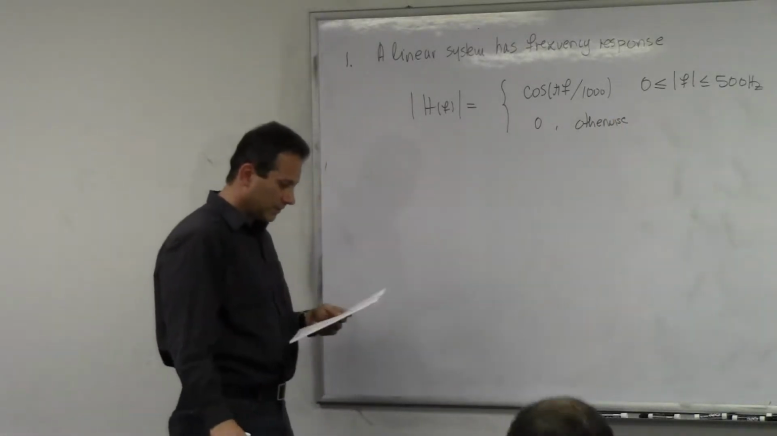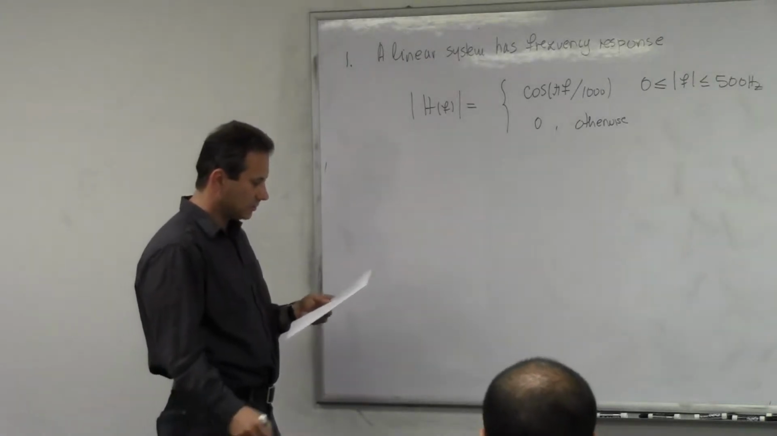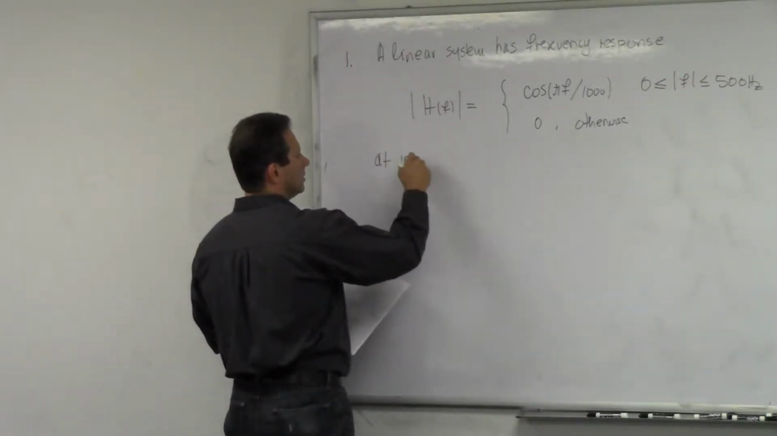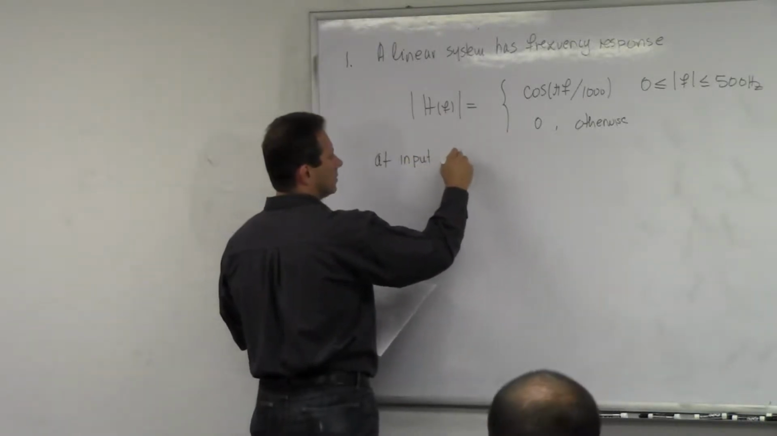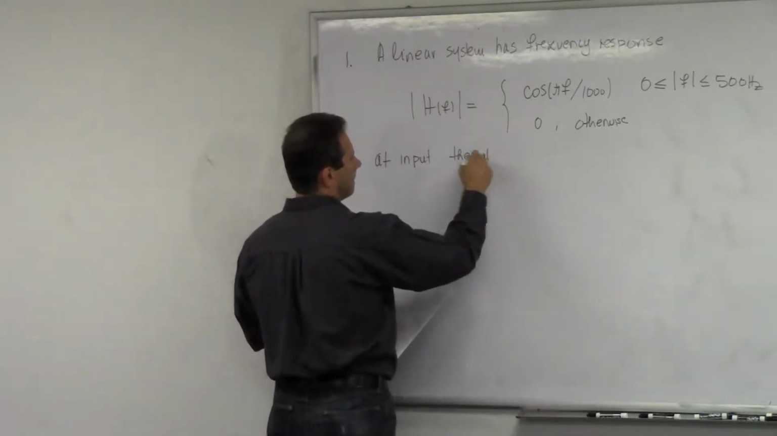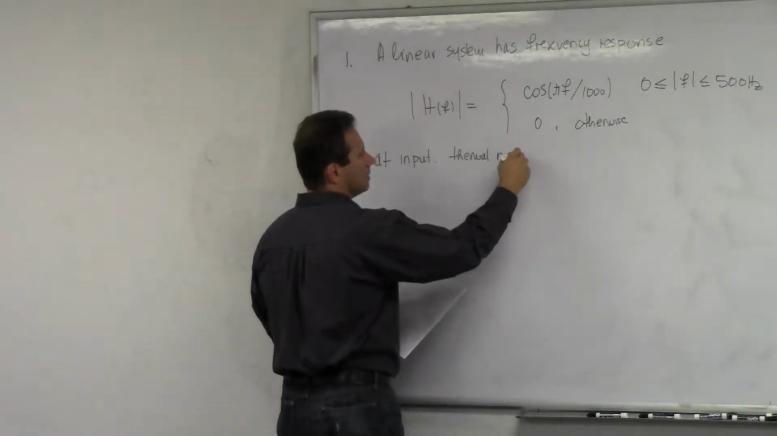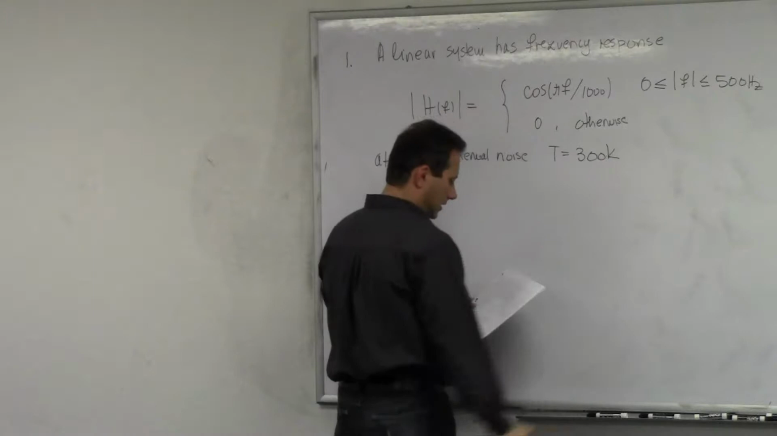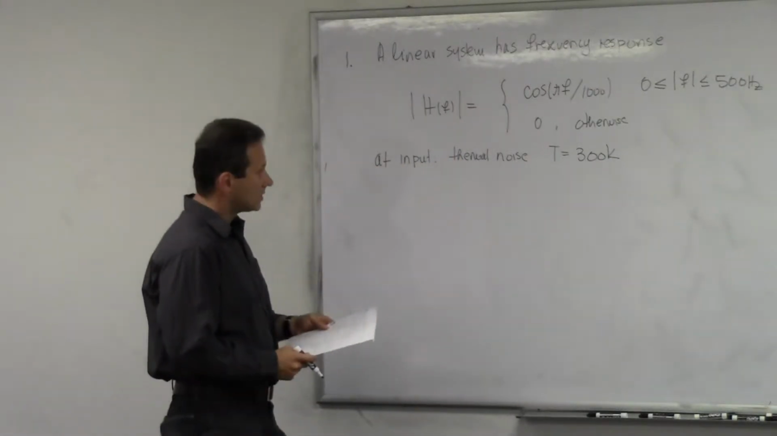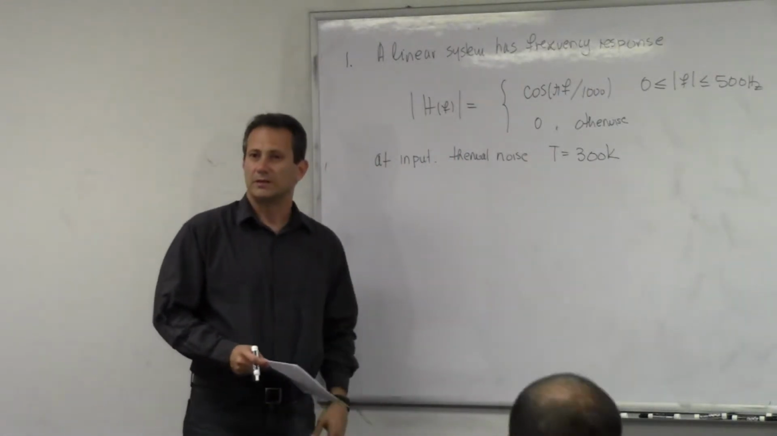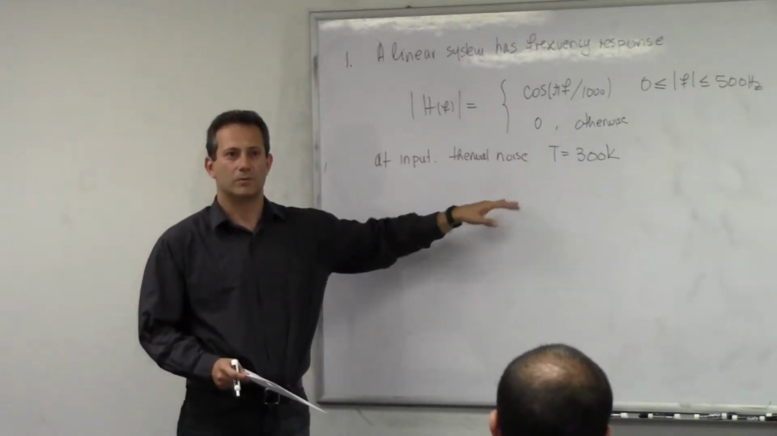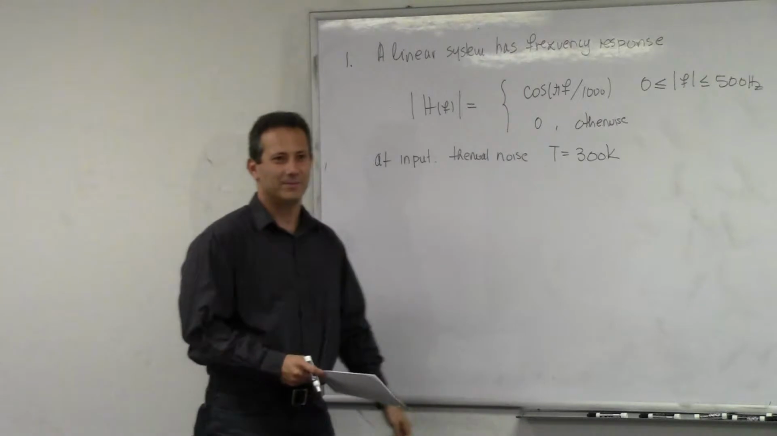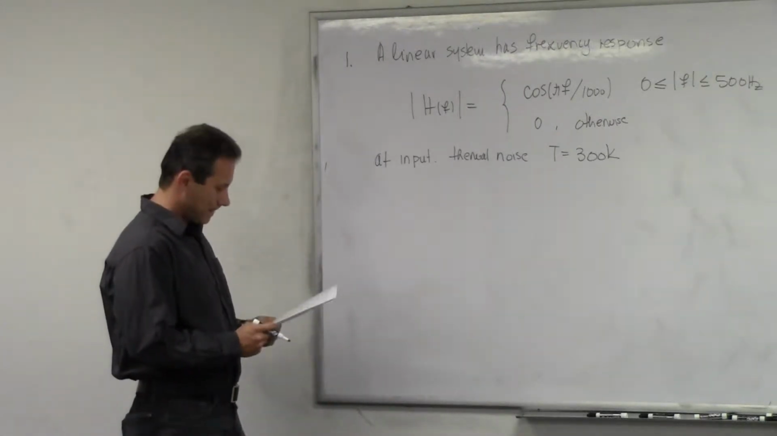At the input of the filter, there is a thermal noise with the room temperature. So at the input, there is a thermal noise with a temperature T equal to 300 kelvins. That's room temperature. It's a little bit warmer room, right? But it's a round number, so that's why I remember.